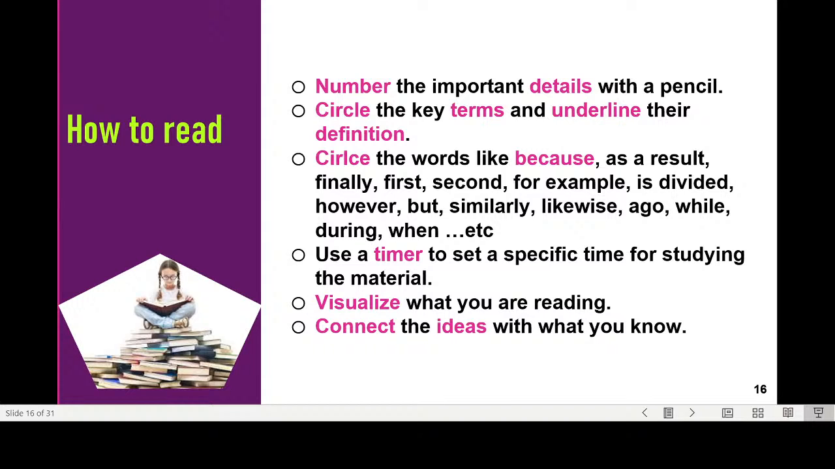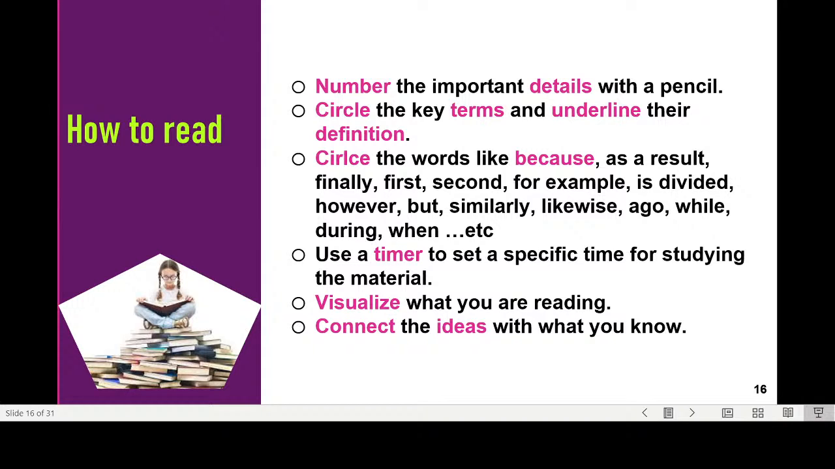When we read, we come across words like because, as a result of, finally, first, second, third, for example, so and so is divided into, however, but, similarly, likewise, ago, while, when, during. These words signal the organizational structure of paragraphs and the whole text. So what we do, we put two little double lines under each word.